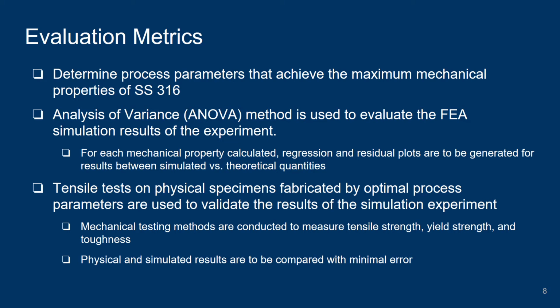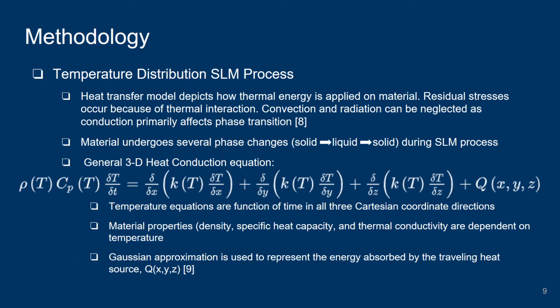Finally, physical specimens are to be fabricated using optimal process parameters that would yield the maximum mechanical properties in order to validate the results of the simulation. The mechanical properties of the physical and simulated specimens are to be compared with minimal error. The heat transfer model can depict how the thermal energy is applied on the material during the SLM process.